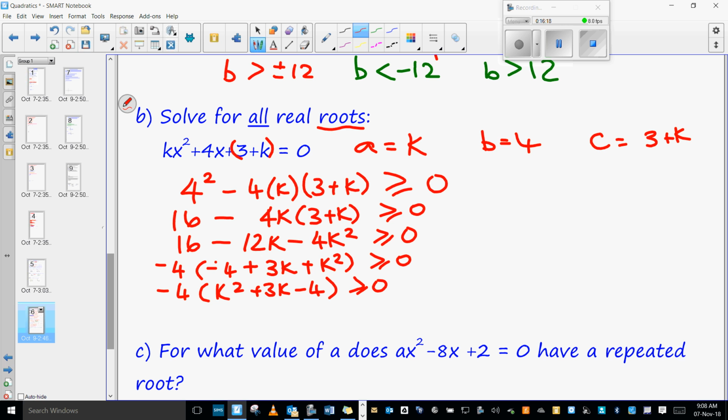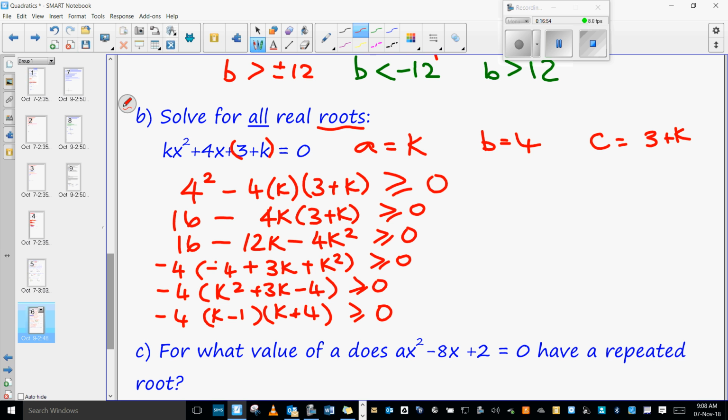So we need to find 2 numbers that multiply to negative 4 and add to give 3. Minus 1 and 3 doesn't multiply to negative 4. Minus 1 and 4. That's it. Oh, I didn't really leave enough space this time. Sorry about that.